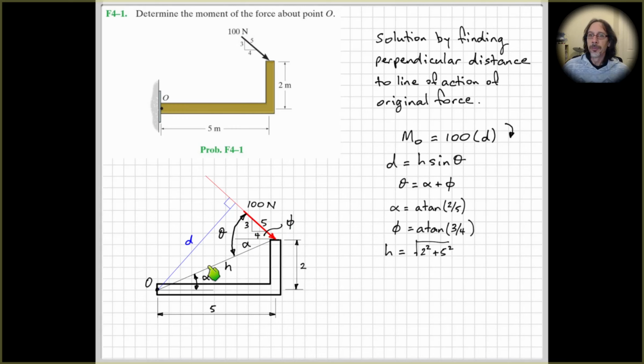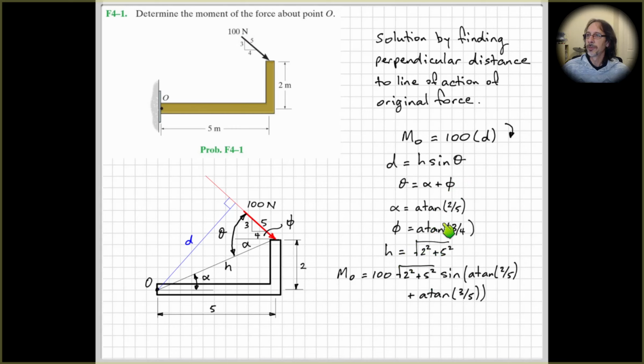And from Pythagoras' rule, from this right angle triangle, the length of this hypotenuse h will be the square root of 2 squared plus 5 squared. So putting all of that into an equation, we've got D equals H sine theta, and theta equals alpha plus phi, so we just substitute that in. We've also seen that H is equal to the square root of 2 squared plus 5 squared.